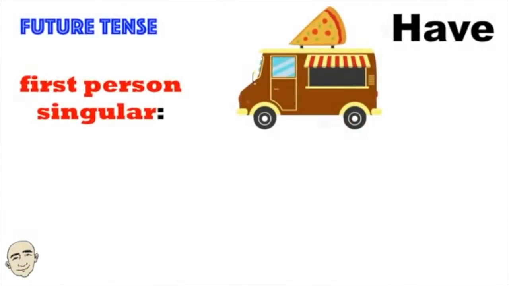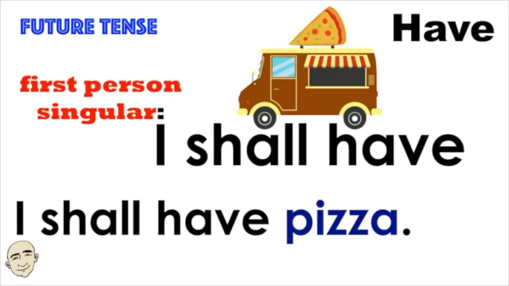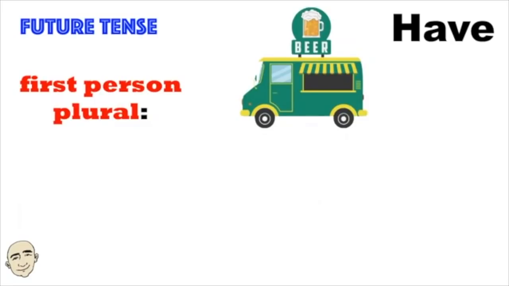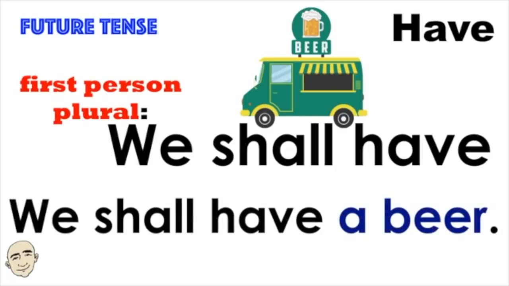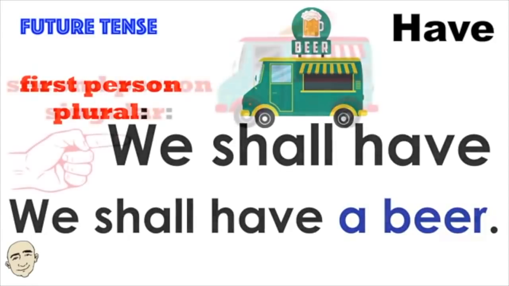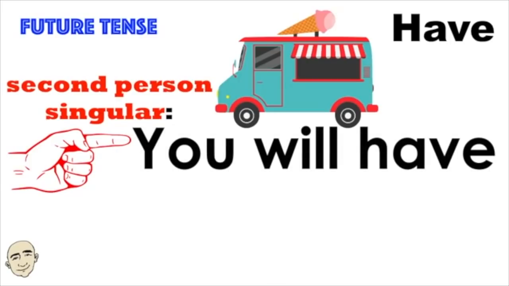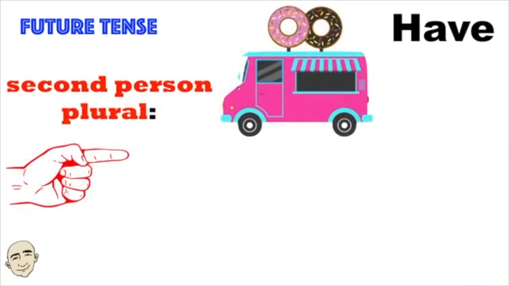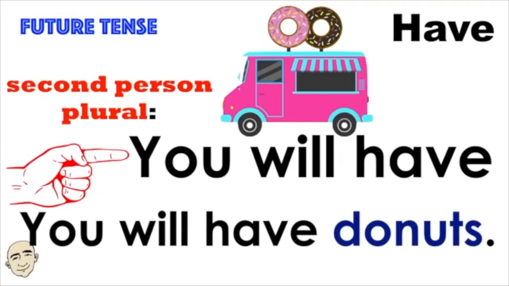Future tense, first person singular. I shall have pizza. First person plural. We shall have a beer. Second person singular. You will have ice cream. Second person plural. You will have donuts.